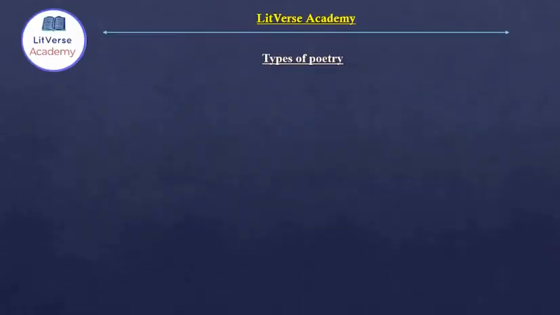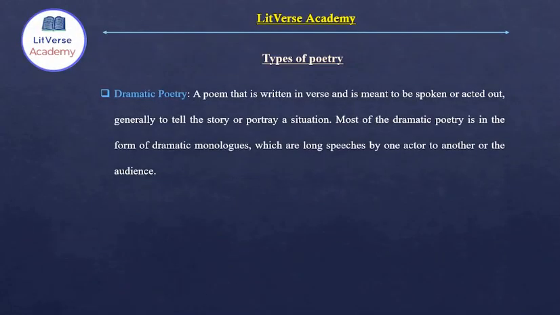And the next one is dramatic poetry. What is dramatic poetry? A poem that is written in verse and is meant to be spoken or acted out, generally to tell a story or portray a situation. Most dramatic poetry is in the form of dramatic monologues, which are long speeches by one actor to another or to the audience.